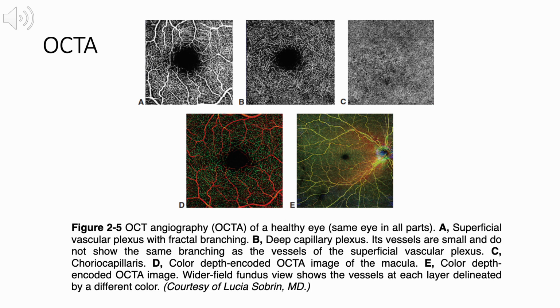Panel C shows the choriocapillaris, which appears as a fine, granular vascular network distinct from the retinal capillary layers above it. Panel D presents a color depth-encoded OCTA image of the macula, in which vessels from different depths are assigned different colors, allowing simultaneous visualization of multiple vascular layers. Panel E extends this concept to a wider fundus view, again using color depth encoding to delineate vessels at each retinal and choroidal level. Together, these images illustrate how OCTA provides layer-specific and three-dimensional information about retinal and choroidal circulation that cannot be appreciated with conventional angiographic techniques alone.